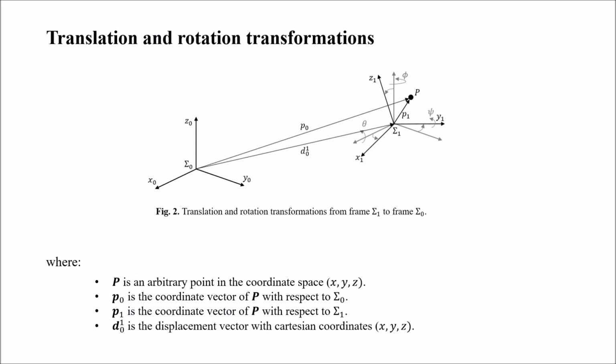Observe in Figure 2, an arbitrary point in space P is considered. P0 is the coordinate vector of point P with respect to reference frame sigma 0. Additionally, another reference frame sigma 1 is introduced, where P1 denotes the coordinate vector of point P with respect to sigma 1. The vector D represents the displacement of frame sigma 1 with respect to frame sigma 0. Furthermore, the rotation matrix of frame sigma 1 relative to frame sigma 0 is also considered.